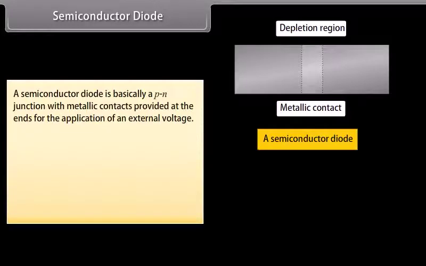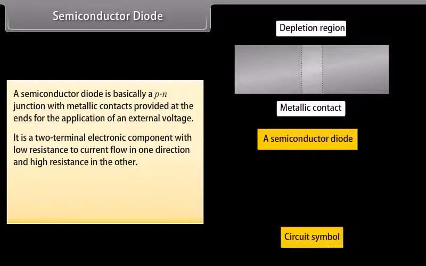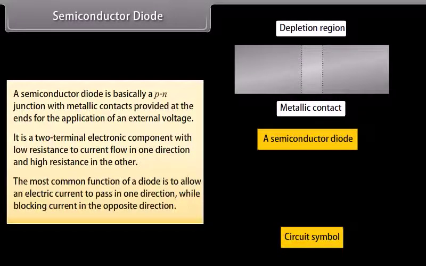Semiconductor diode. A semiconductor diode is basically a PN junction with metallic contacts provided at the ends for the application of an external voltage. It is a two-terminal device. The arrowhead corresponds to the p-type terminal of the device and points in the direction of easy current flow. It is a two-terminal electronic component with low resistance to current flow in one direction and high resistance in the other. The most common function of a diode is to allow an electric current to pass in one direction, while blocking current in the opposite direction.